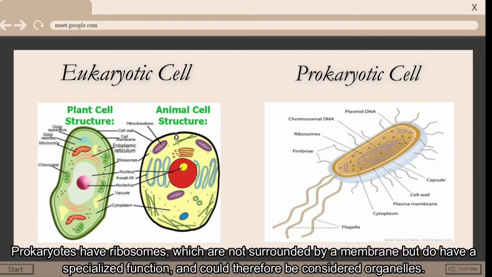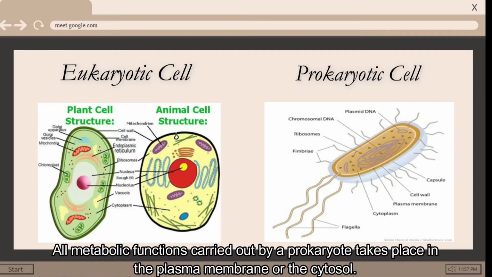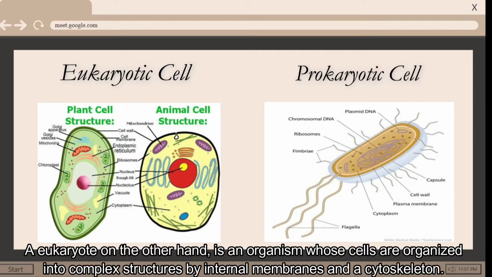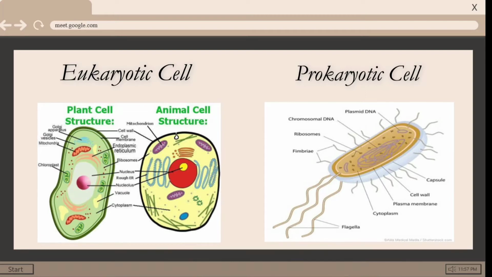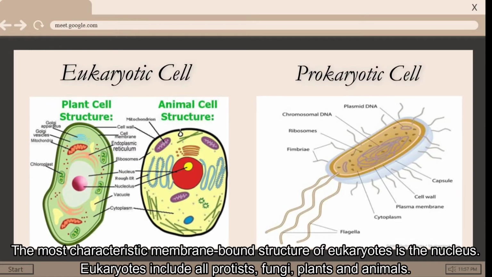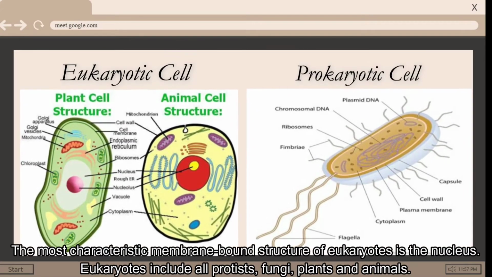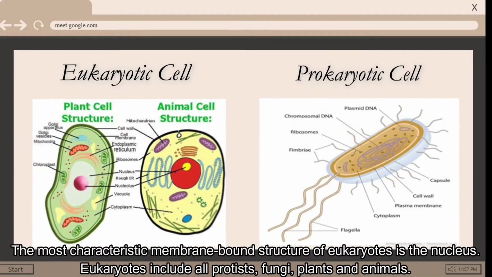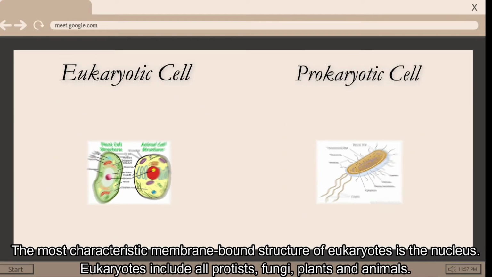Prokaryotes have ribosomes, which are not surrounded by a membrane but do have a specialized function and could therefore be considered organelles. All metabolic functions carried out by a prokaryote take place in the plasma membrane or the cytosol. A eukaryote, on the other hand, is an organism whose cells are organized into complex structures by internal membranes and the cytoskeleton. The most characteristic membrane-bound structure of eukaryotes is the nucleus. Eukaryotes include all protists, fungi, plants, and animals.